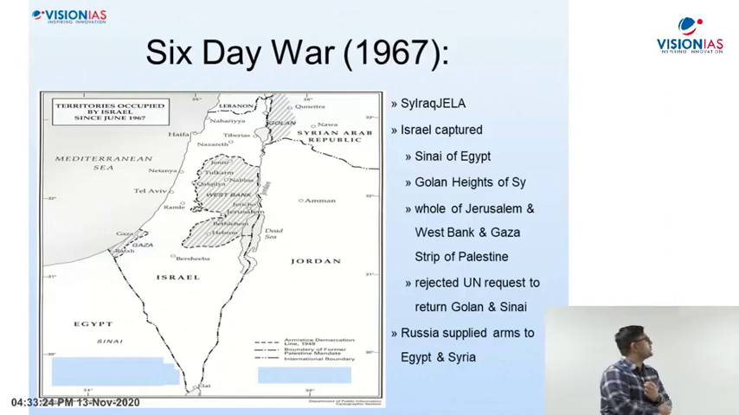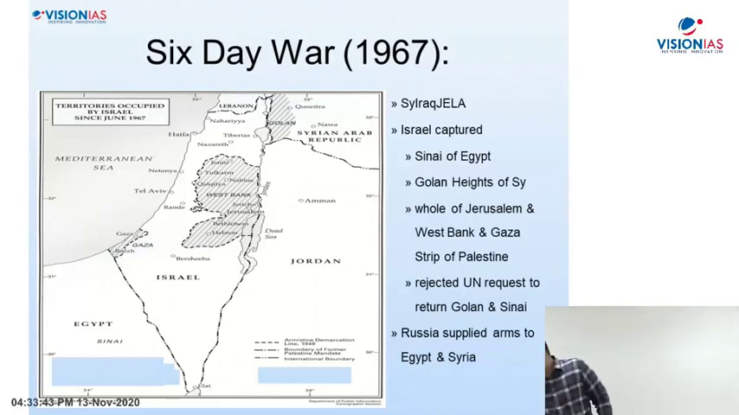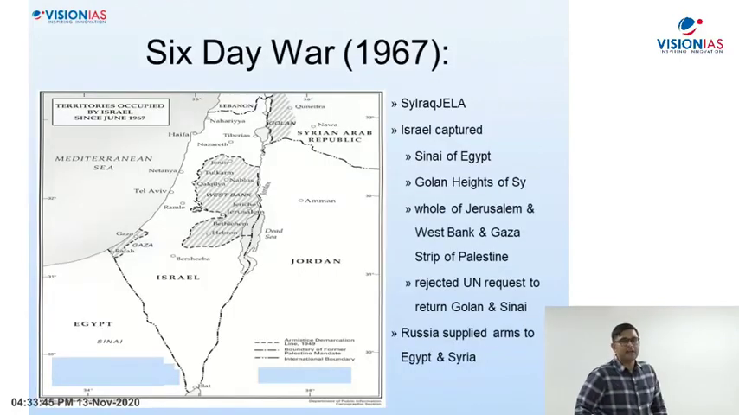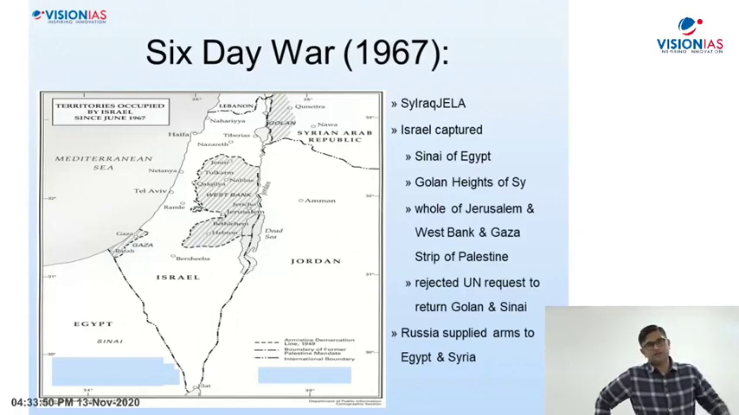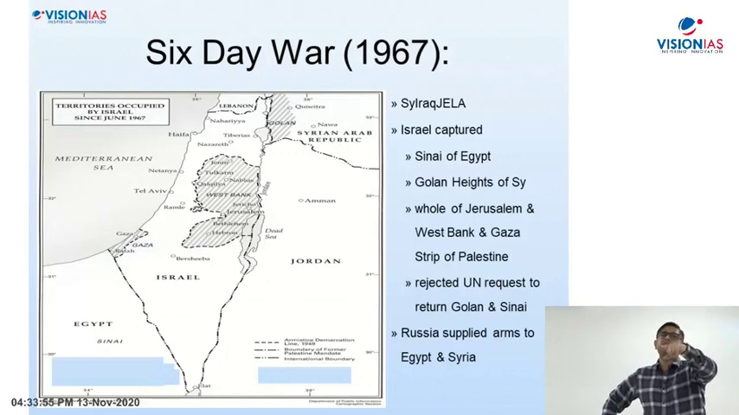The areas which you see in the shadows, this is your pre-1967 status. Gaza is there with the Palestinians, East Jerusalem is there with the Palestinians, West Bank is there with the Palestinians. This is your pre-1967 situation. But what happens in 1967 is whole of Palestine is captured by Israelis. Gaza is captured, East Jerusalem is captured, West Bank is captured, Syria ka Golan Heights is captured, Egypt ka Sinai Peninsula is captured.